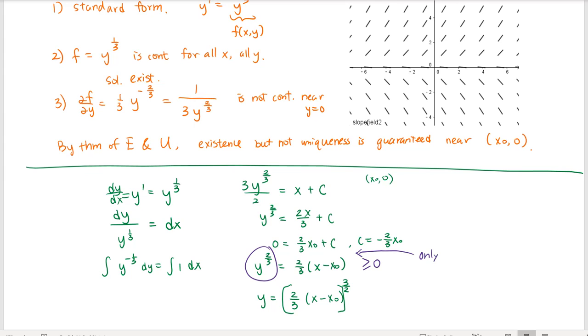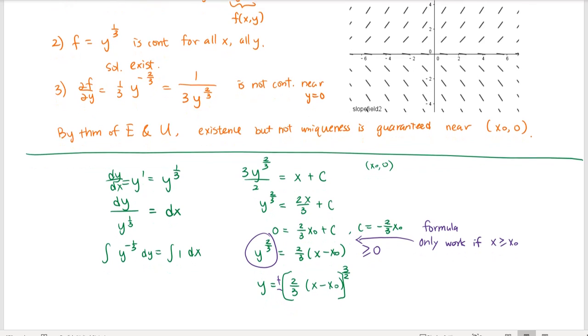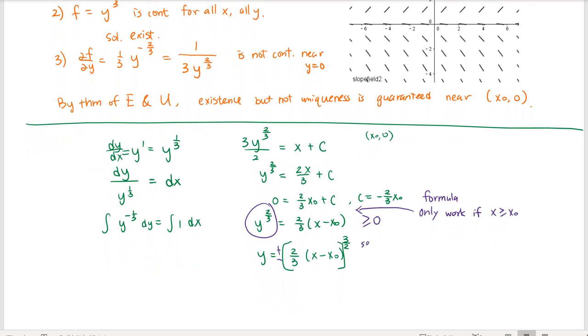So this formula only works if x is greater than or equal to x0. Otherwise, if this guy is negative, you cannot take square roots, right? And here, when you take the square root, this 1/2 is like a square root. When you take the square root of a positive number, you actually get 2 roots, plus or minus. So you actually get 2 roots here.